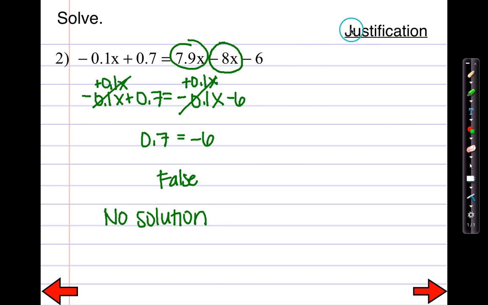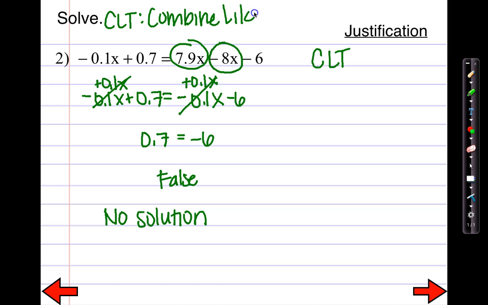Now, real quick, let's justify each and every step that we did. Here, notice we combine like terms. Okay, so I'm going to put combine. Actually, I'm just going to shorten it and put CLT. Again, CLT is going to stand for combine like terms. So if you're wondering, that's what it means. Okay, so what did we do to both sides here? Well, I added 0.1x to both sides, so that's using the addition property of equality.